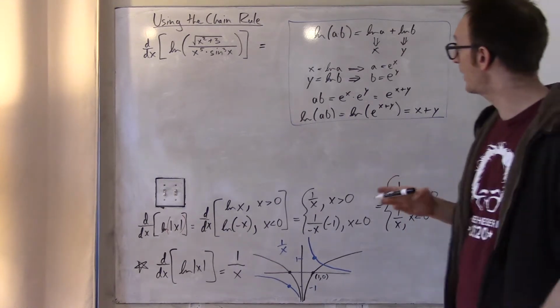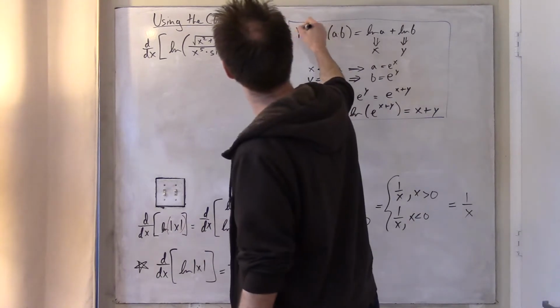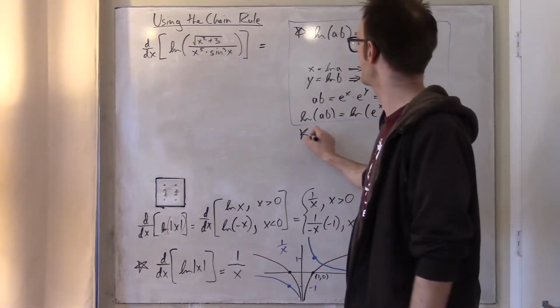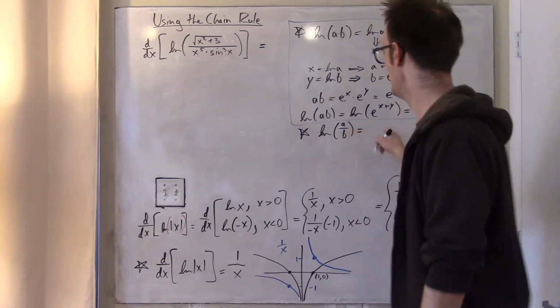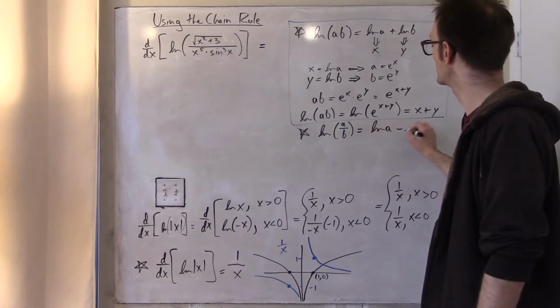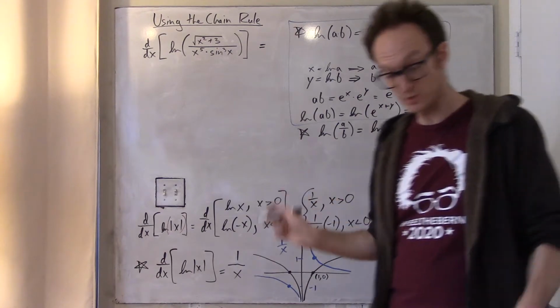So what are the other? This is like log rule number 1 that you need to know, and then the other one is that ln of a divided by b is ln a minus ln b. So okay, I won't prove that because you can prove it.